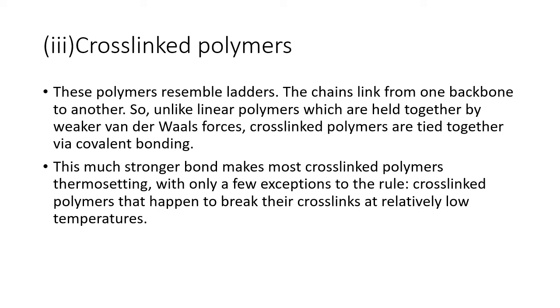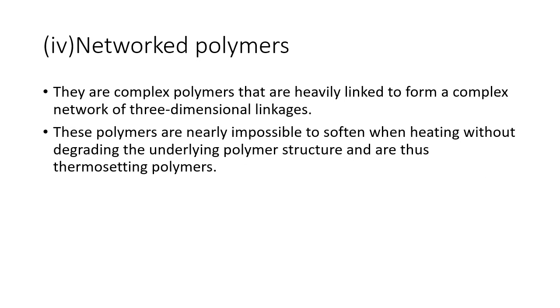So now we come to the next kind of polymeric structure, that is networked polymers. Networked polymers are complex polymers that are heavily linked to form a complex network of three-dimensional linkages. So these polymers are nearly impossible to soften when heating without degrading the underlying polymer structure, and thus they are what? Thermosetting polymers.